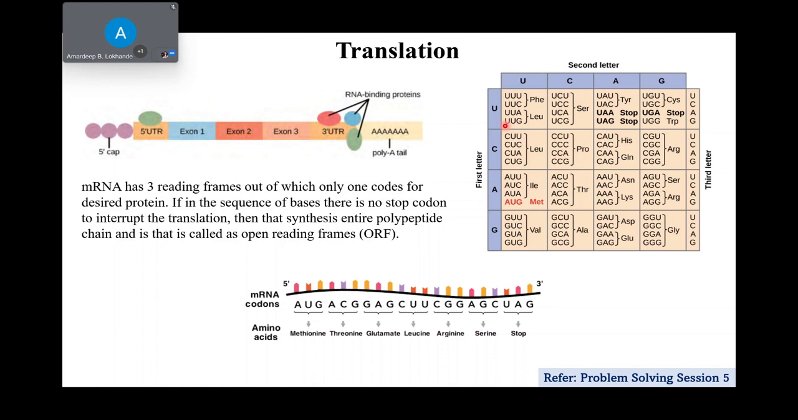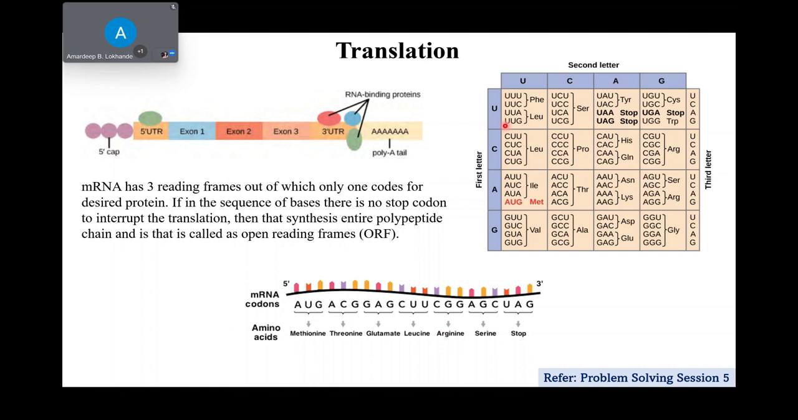This is from the front, from the first side, and you can also read it from behind. That would be from the reverse side. So in total there are 6 reading frames, from the forward direction and from the reverse direction. And you can see here that each amino acid is coded by a codon. AUG, as you can see, will always code for methionine.